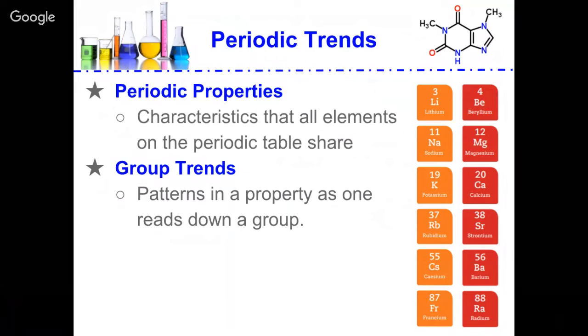Right here we have group 1 elements, lithium, sodium, potassium, rubidium, cesium, and francium. They all end with s1. And beryllium, magnesium, calcium, strontium, barium, and radium all end with s2. So they're going to behave very similarly.